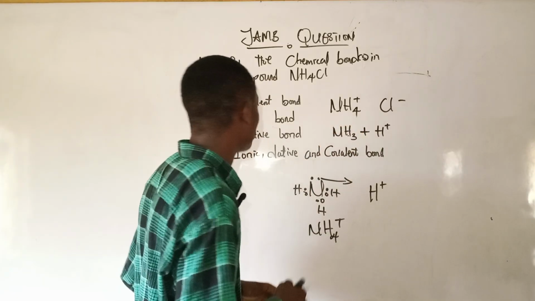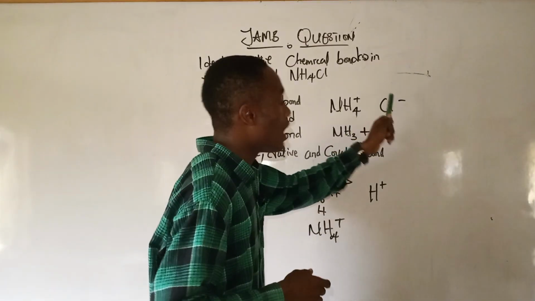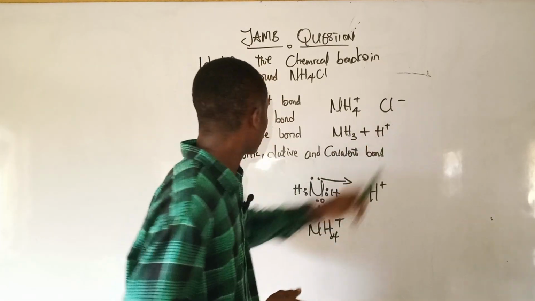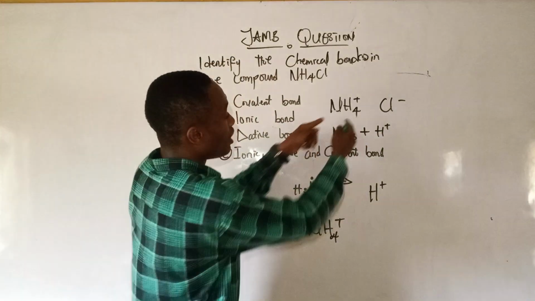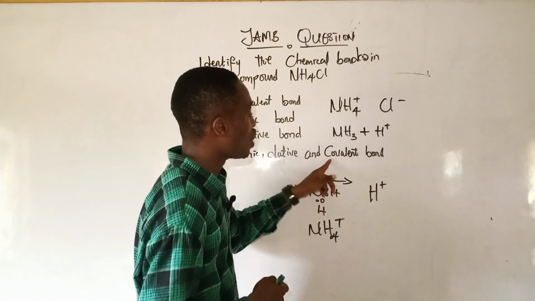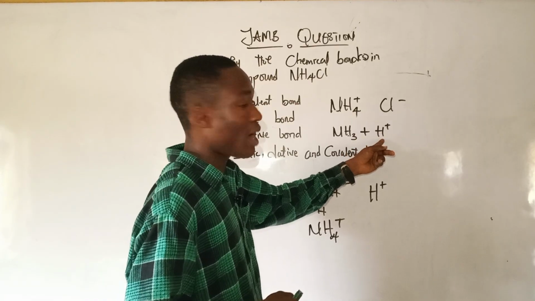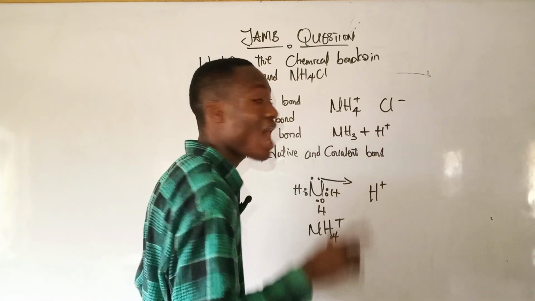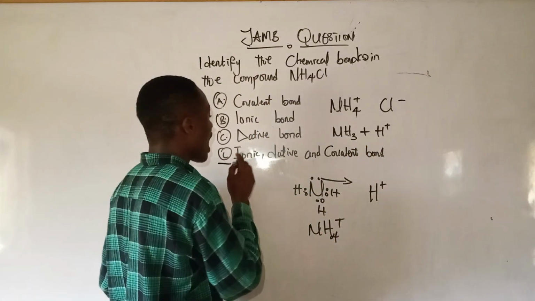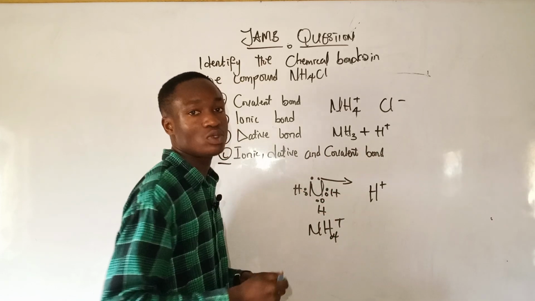So definitely you can see that we have ionic bond between the ammonium ion and the chloride ion, right? And we also have a dative bond existing in the ammonium ion, as well as a covalent bond that forms the ammonia, forming the ammonium ion. So definitely our answer is C: ionic, dative, and covalent bond exist in it.